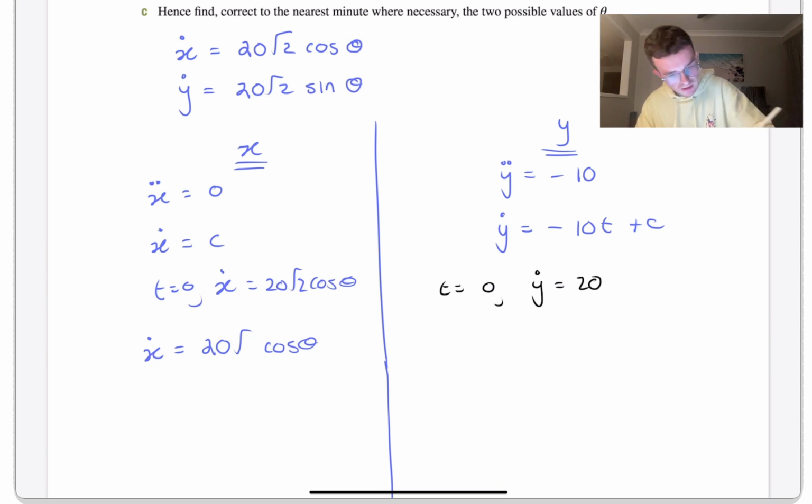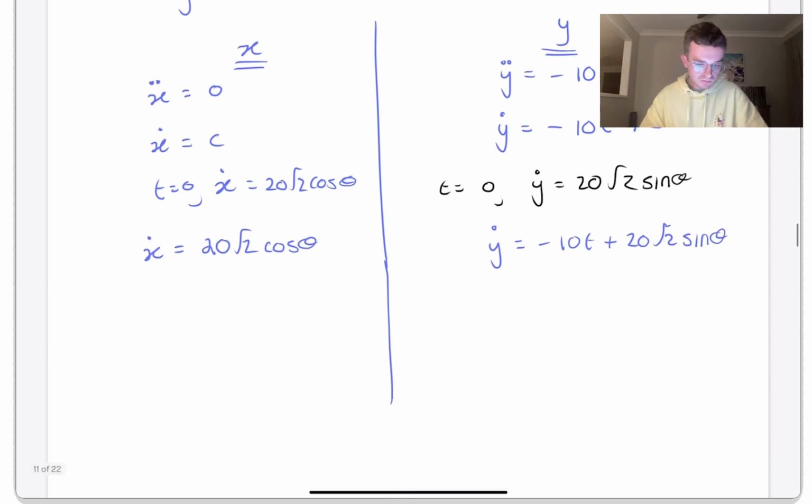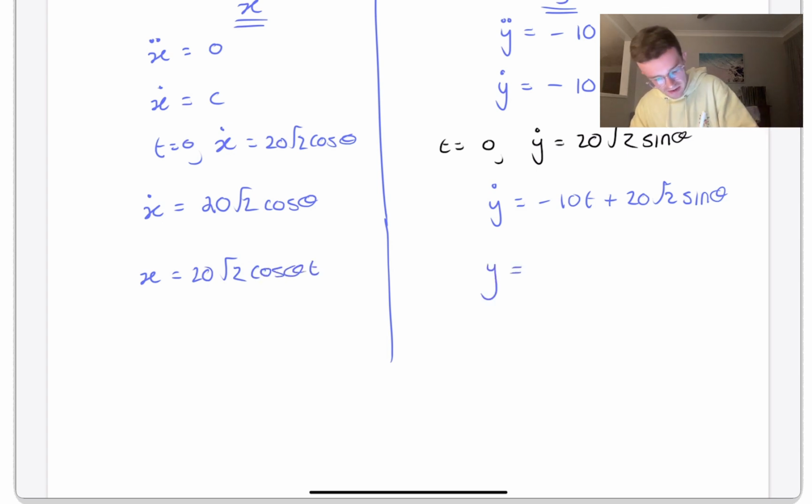That's a root 2. 20 root 2 sine theta, which means c is 20 root 2 sine theta. So y dot is equal to minus 10t plus 20 root 2 sine theta. Let's integrate once more. So x is going to equal 20 root 2 cos theta t, and y is going to equal minus 5t squared plus 20 root 2 sine theta t.